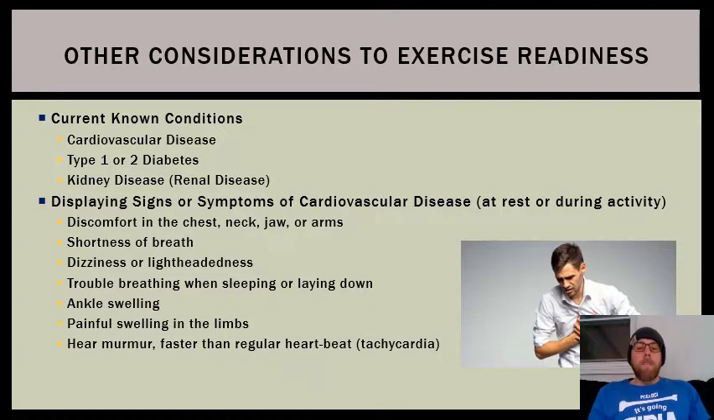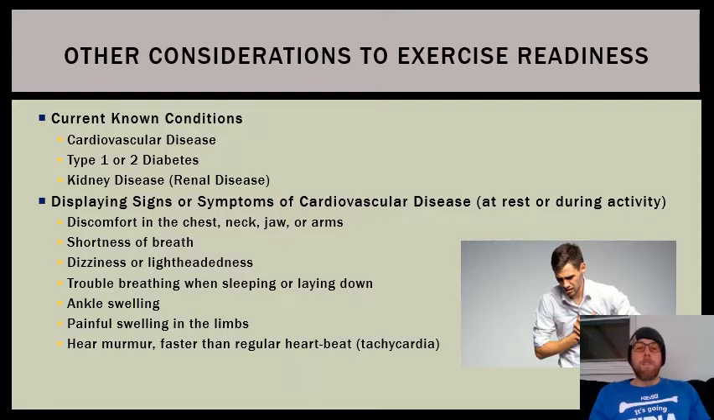And then we break it down even further. Are they displaying signs or symptoms of cardiovascular disease? So we really need to see where someone's at cardiovascularly before we start programming exercise for them, especially different intensities of exercise. So obviously, if we just jump someone into vigorous exercise and they're showing signs or symptoms of cardiovascular disease, or they currently have cardiovascular disease or any one of these conditions up here, you could be putting them into a dangerous situation.